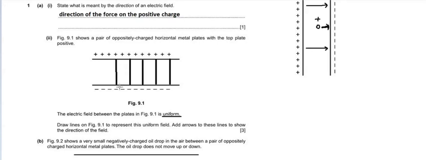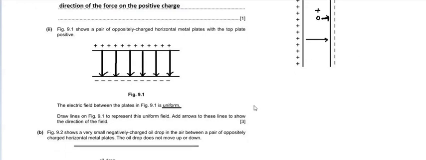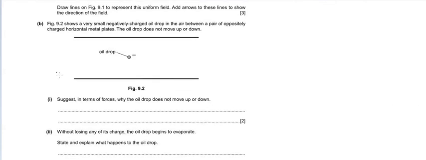Because here you can see the field is uniform. So at least three lines you should draw in the exam in order to show the electric field. And you can see the direction is from positive to negative, so this arrow shows the direction of the electric field. Now we will see the next question, question number B.